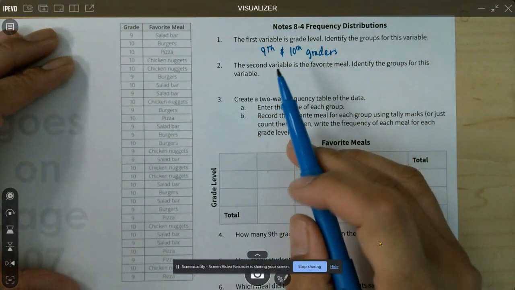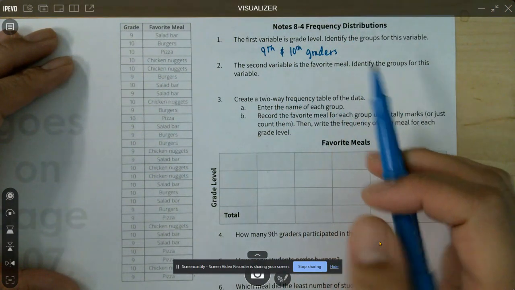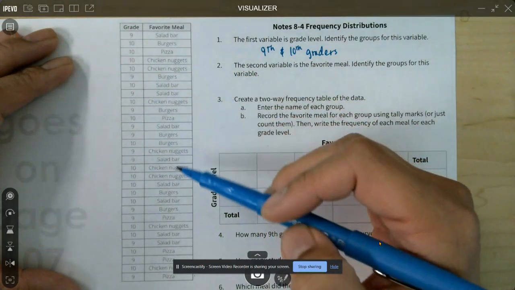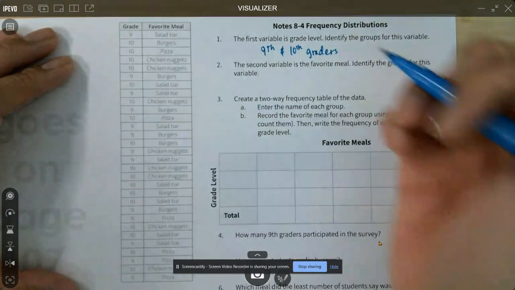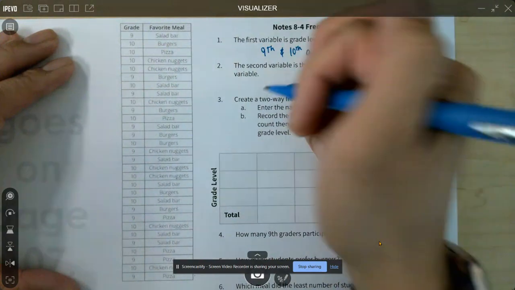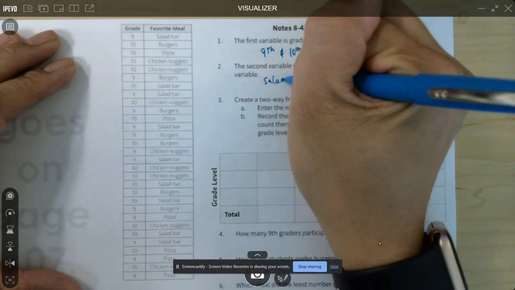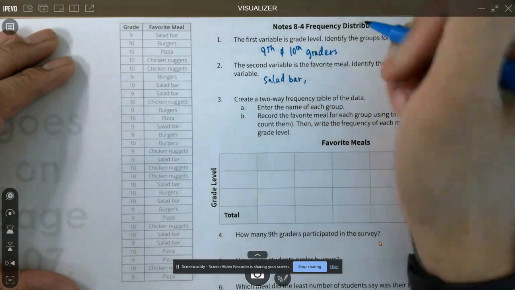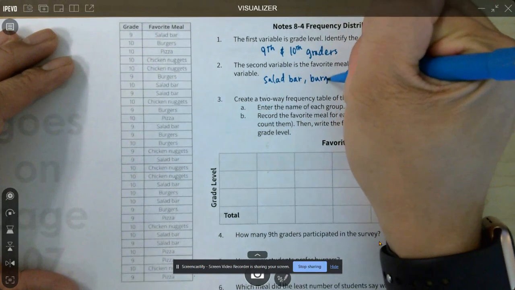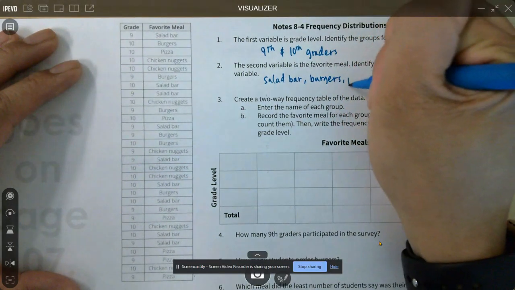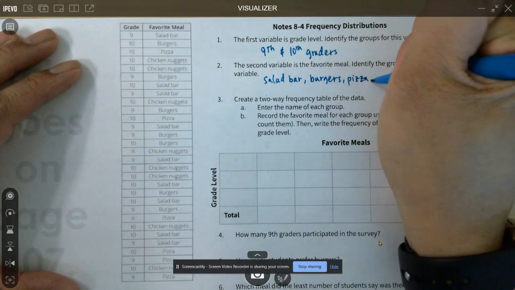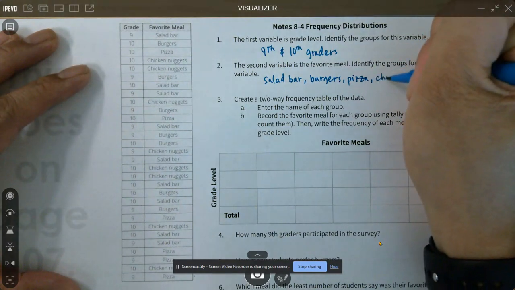Second question says the second variable is favorite meal. Identify the groups for this variable. So what we're going to do is look under favorite meal and see what different types were stated. So we see salad bar, burgers, I see pizza, and then lastly chicken nuggets.